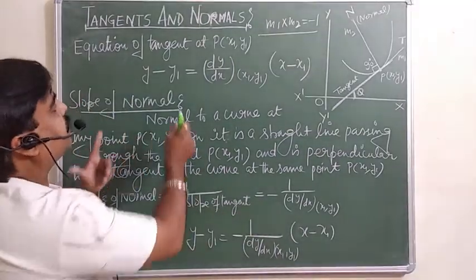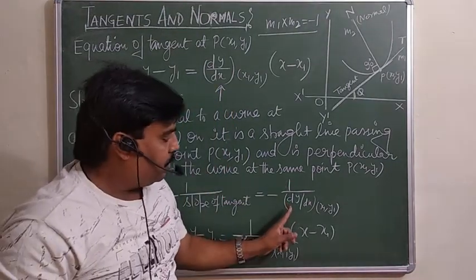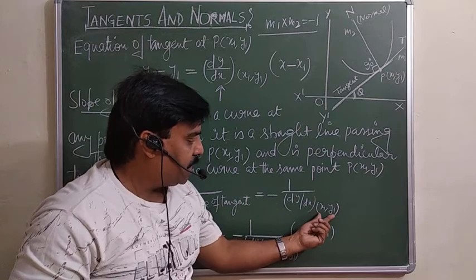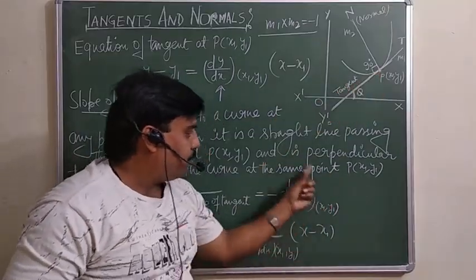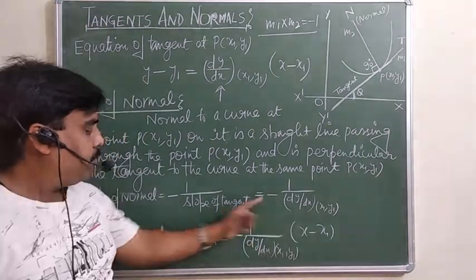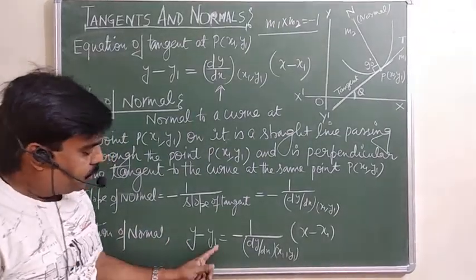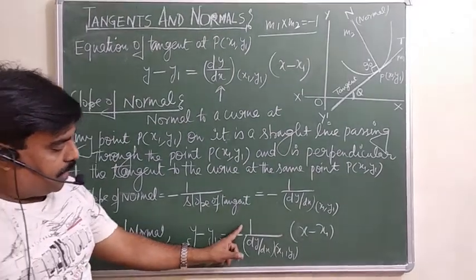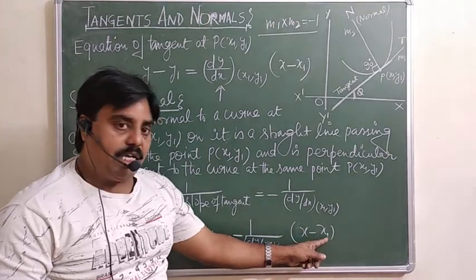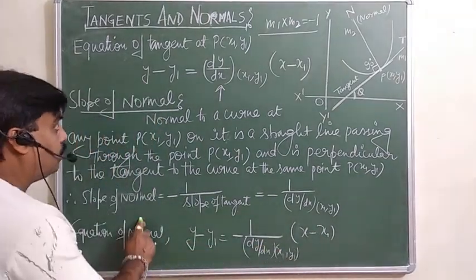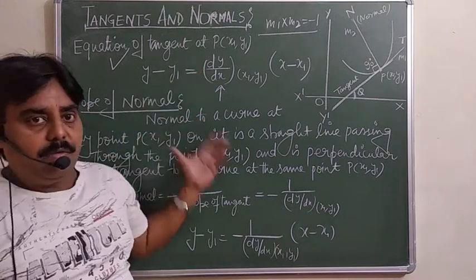And the slope of the tangent we already know. So that is -1 over dy over dx at (x1, y1), which will give you the slope of the normal. And if you know the slope of the normal, you can find the equation of the normal. The equation of the normal will be y minus y1 is equal to -1 over dy over dx at this point (x1, y1), into x minus x1. So this is the equation of the normal, and this is the equation of the tangent. Have a look.